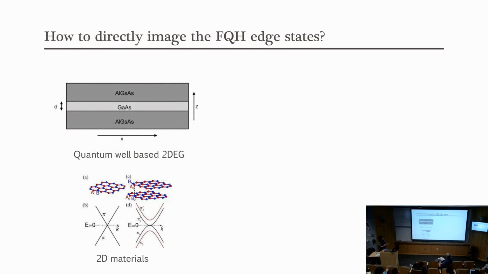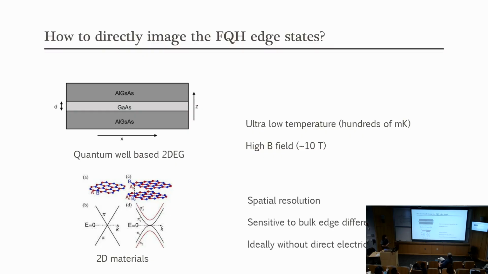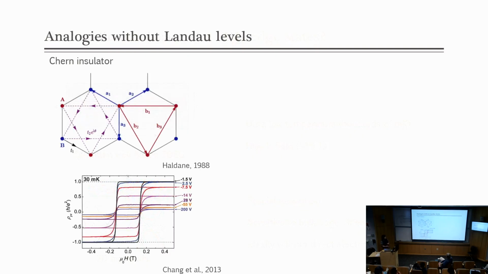But one may ask, how do you directly image the edge states or the edge physics? Well, for a traditional fractional quantum Hall effect, usually you have a quantum well based 2-dimensional electron gas or 2D material, and you have to cool the sample down to ultra low temperature, hundreds of millikelvin, and very high magnetic field, around 10 Tesla, for example. And technique-wise, you need very high spatial resolution, you need to be sensitive to bulk edge differences, and ideally without direct electrical contact. So that poses some technical difficulties to actually image it.